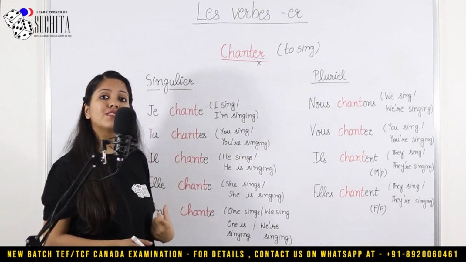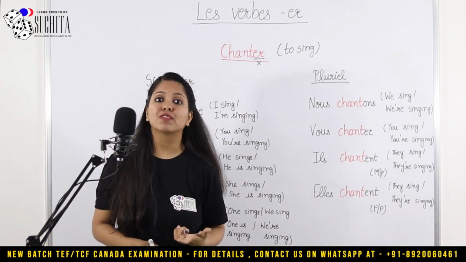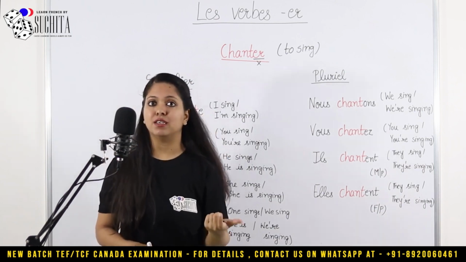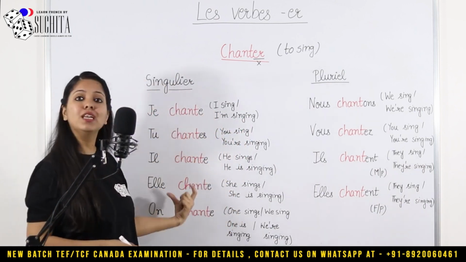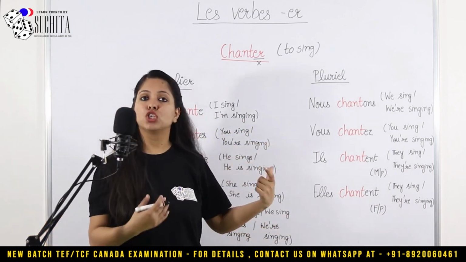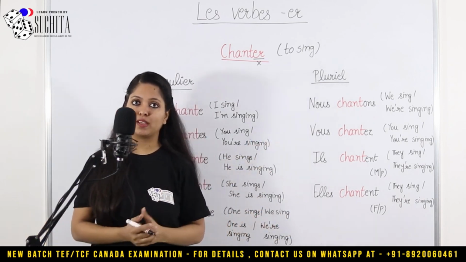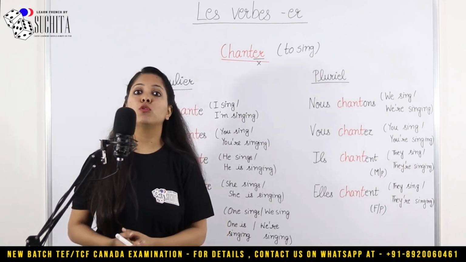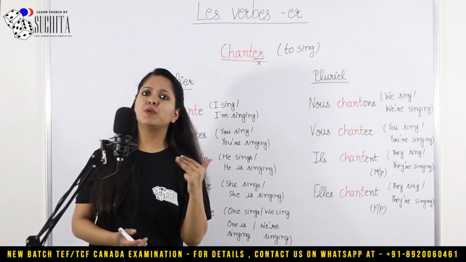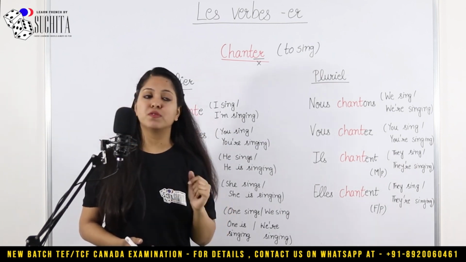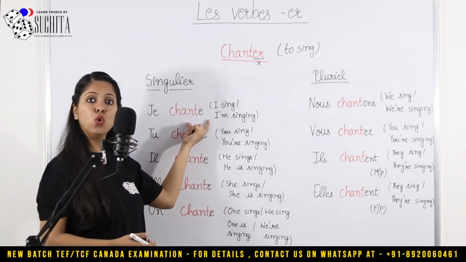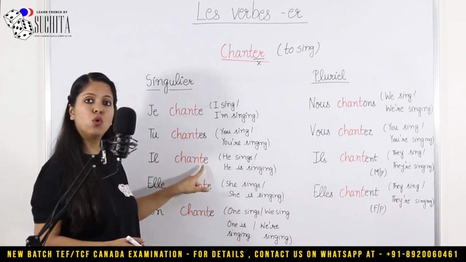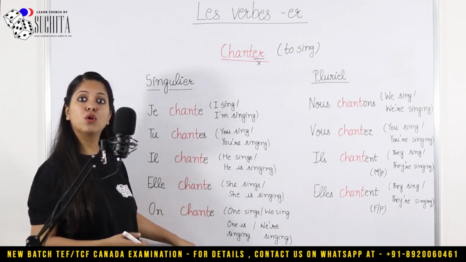So with all the subjects, you need to write the radical first, and the radical is drop ER, whatever is left is your radical. That I have written in red everywhere. Chant, chant, chant, you have to write in all the cases. Followed by the terminaison, followed by the endings, which are going to be the same in all the ER verbs. E, es, e, e, e. Why?